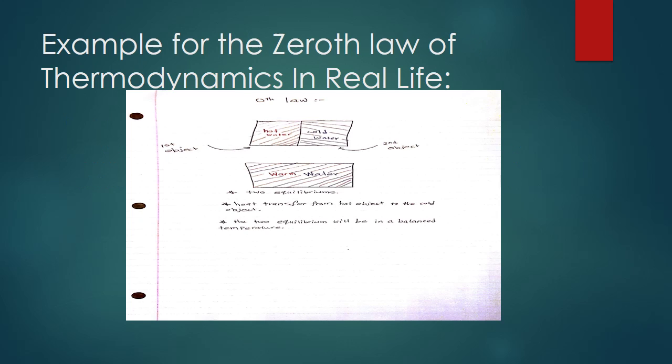And the example for the zeroth law in thermodynamics we can see here: if we mix hot water and cold water, we can get the two in equilibrium, just like one equilibrium. The heat will transfer from the hot object to the cold object, and the two will be at a balanced temperature.